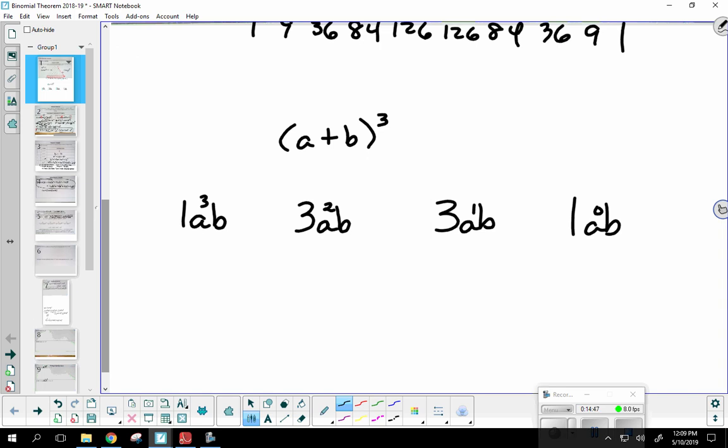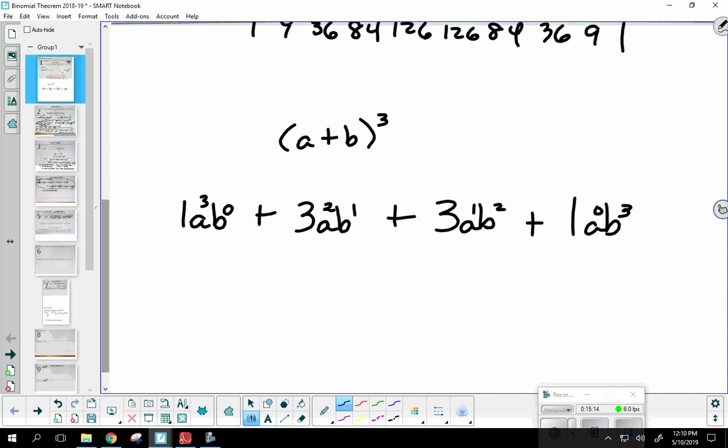And the B's do what again? The A's decrease while the B's increase. So I'm going to start at 0 and go 1, 2, 3. And you'll notice if you look at the powers on each term, the sum is always going to be the power that you're placing on your binomial. So 3 plus 0 is 3, 2 plus 1 is 3, and it keeps going. And then now we simplify.